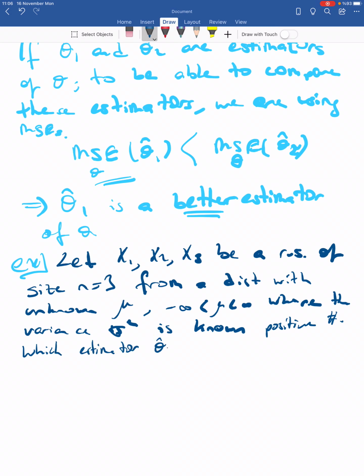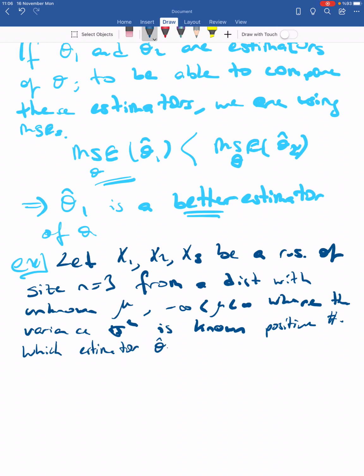Okay, so let's find the expectation of theta 1 hat. It is the expected x bar, which is mu. It's an unbiased estimator already. When we consider the second one, the expected value of 2x1 plus x2 plus 5x3 over 8, we have 8 mu over 8. So this is also an unbiased estimator. So they are both unbiased. Which one is better now? Both of them are unbiased estimators of mu.